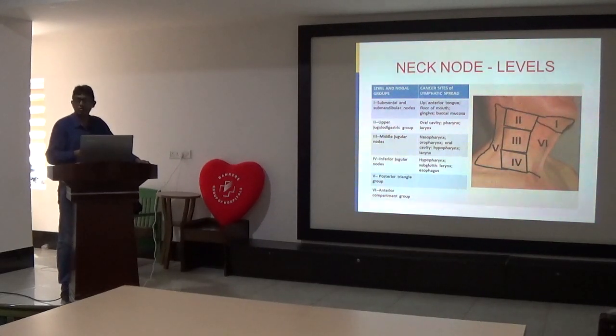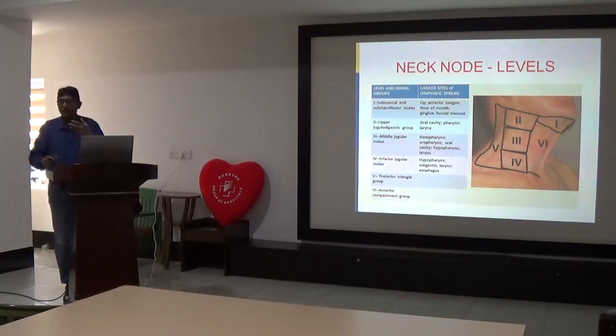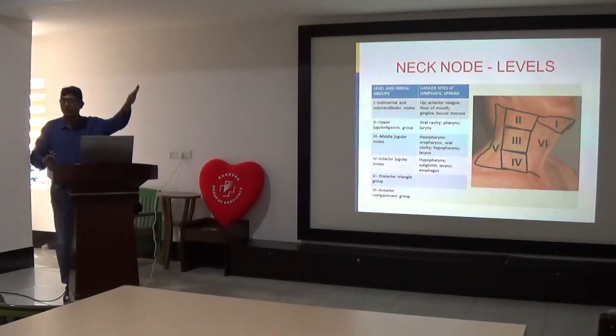Because when you say oral cavity malignancy, it will just spread. A buccal mucosa lesion can go into the alveolus, it can go into the floor of mouth, it can go into the tongue also. So when you have a lesion which is say T3 or T4, which is more than 4 centimeters in size, you can have nodes anywhere.